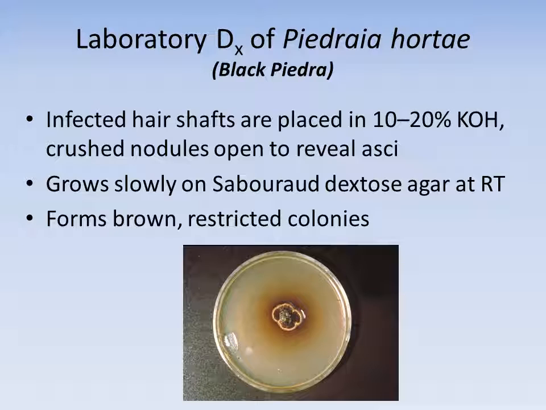In order to diagnose black piedra, the infected hair shafts are placed in KOH. We've crushed the nodules to open them up to see what's inside, and what's inside are these asci containing the ascospores. This organism grows slowly on Sabouraud dextrose agar at room temp. The colonies are described as restricted, meaning they kind of have that outer edge, and the growth stops at that outer edge.